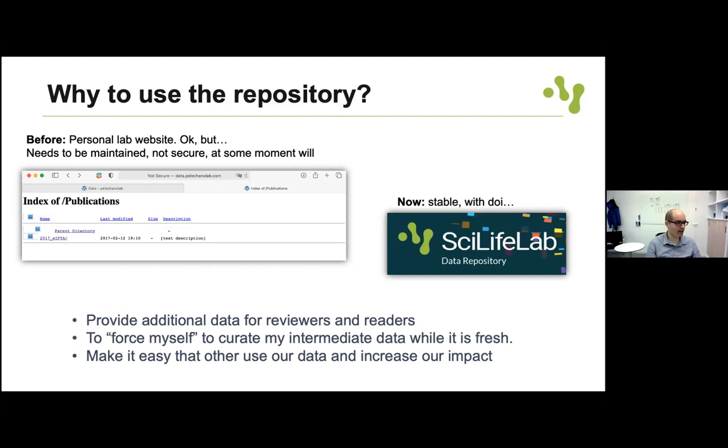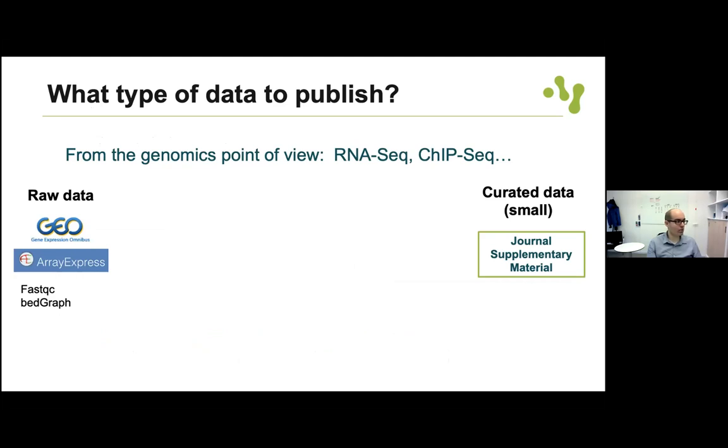So that's why I'm using this now, and I will continue using it more in the future. Of course, one reason is to provide additional data for reviewers and for the readers of the papers. Another, a bit selfish, is to make sure that we curate all intermediate data while it's fresh, because we all know that we move labs, people leave, people come. Data that are fresh may stay fresh for a couple of years, but then once that expertise disappears, it's useless, or the data is there but it's not easy to interpret. So it's a way to force myself to make it accessible while everyone involved in the project is still on the project, even if it's only for ourselves. That makes it easier for everyone. And of course, if you provide easy data, people are more likely to use it, and that increases the impact.